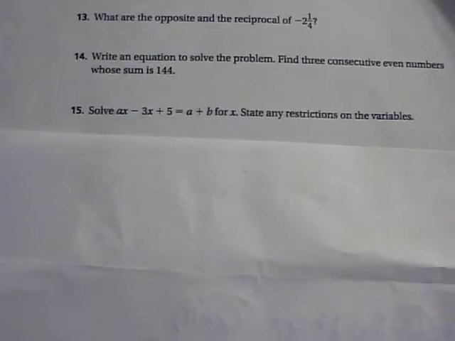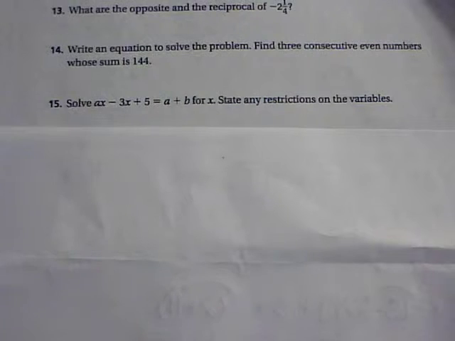Let's look at this one as we go through. Okay, as we look at this problem, let me see if I can zoom in here a little bit. Solve ax minus 3x plus 5 equals a plus b for x.